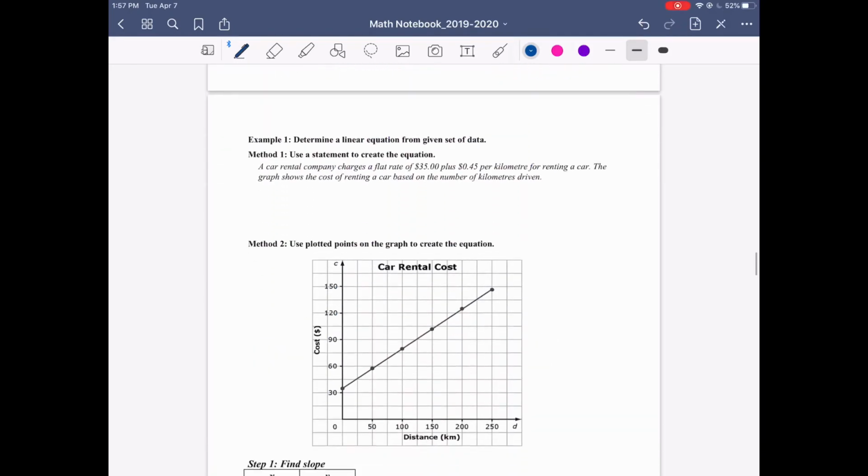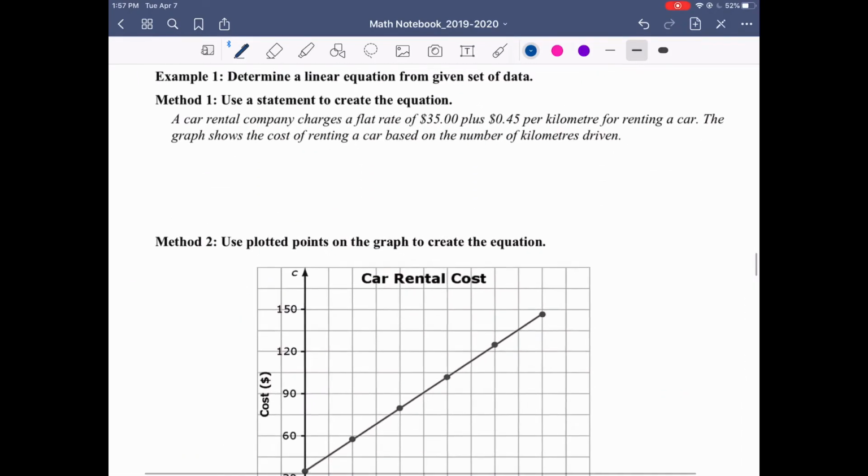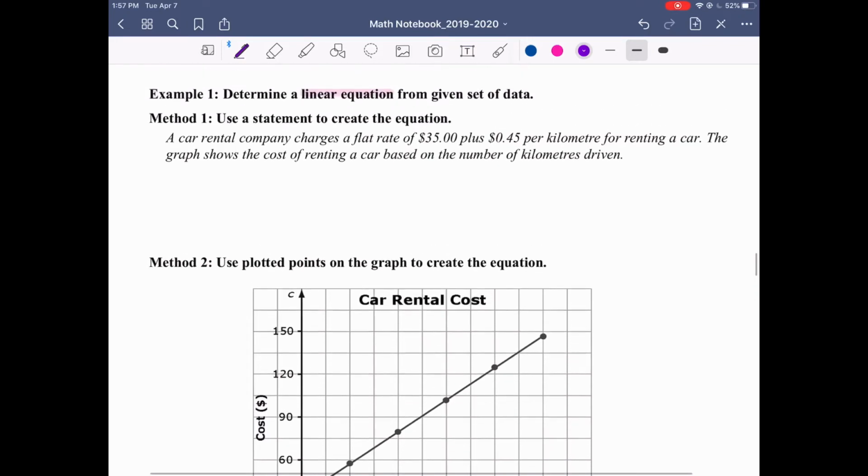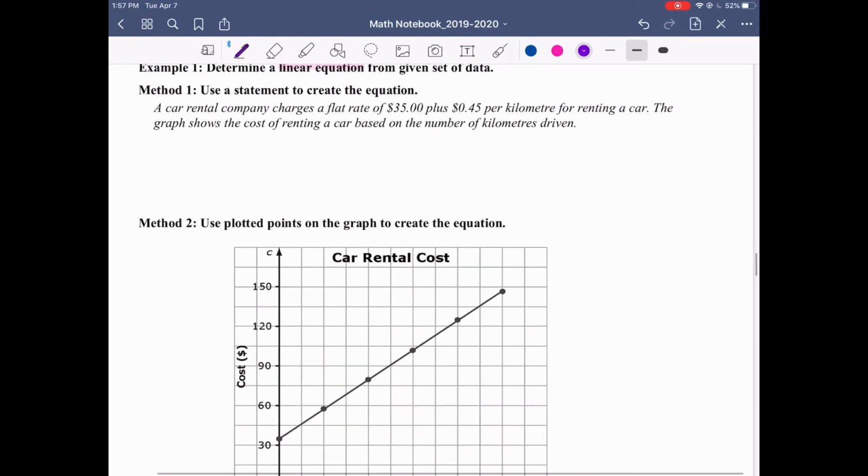Okay, so let's do an actual example dealing with linear equations. The whole point of section 6.2 is to interpret graphs, but really the end goal of it is that you'll be able to develop or get a linear equation out of a given set of data, whether that's a graph or it can even be in statement form. So here we're using two methods to find a linear equation from a set of data. Method one is use a statement to create the equation.